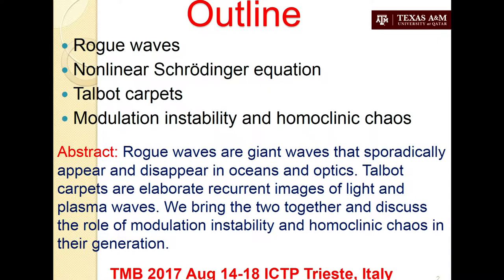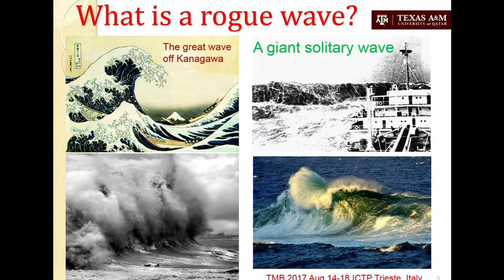And in the abstract, there is the shorter definition of what these things are. So rogue waves are giant waves that sporadically appear and disappear in oceans and in optics. Talbot carpets are elaborate, recurrent images of light and of plasma waves achieved by some devices. And I'll try to bring the two together and discuss the role of modulation instability and homoclinic chaos in their generation. So let's just proceed. So what is a rogue wave? The simplest definition here is just a giant solitary wave.